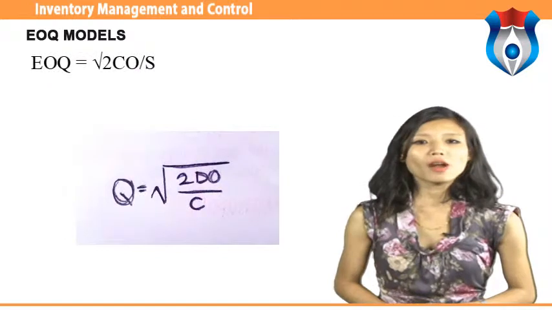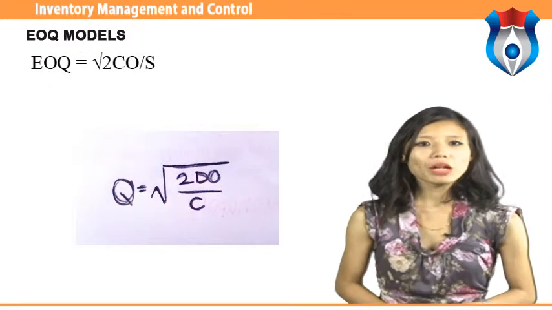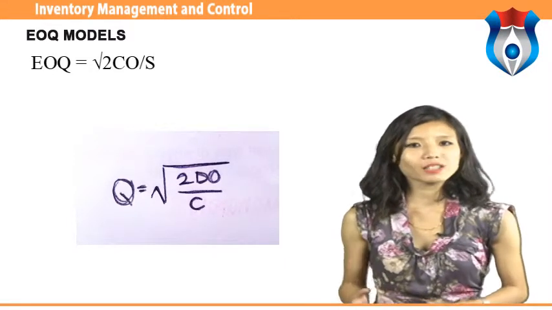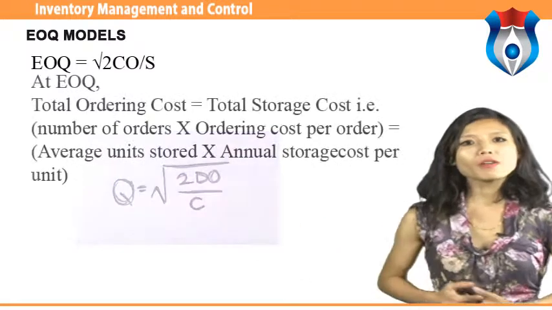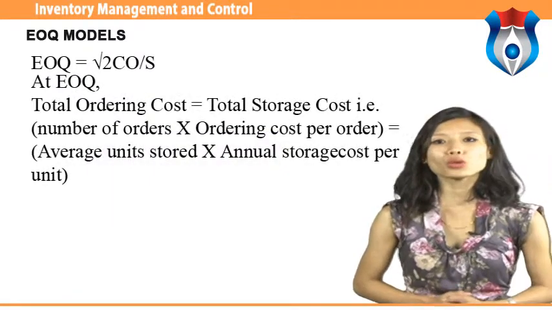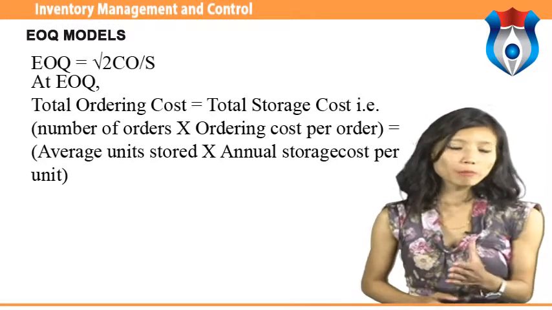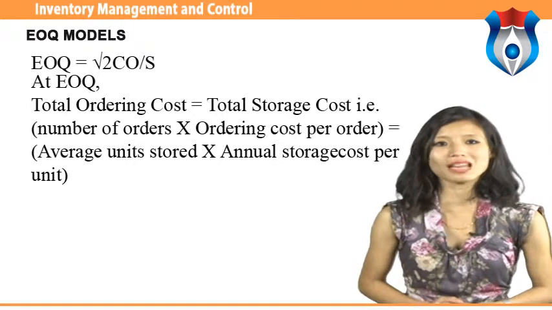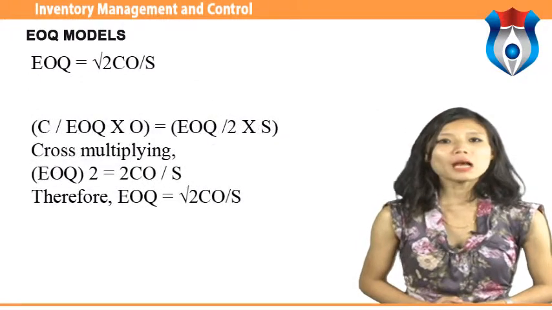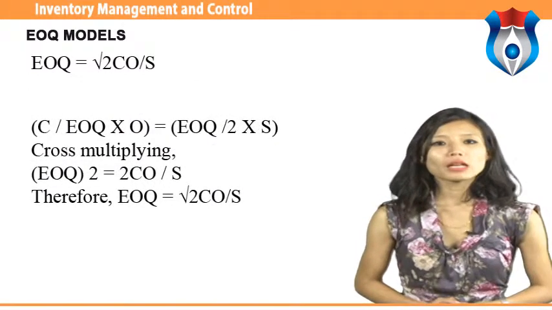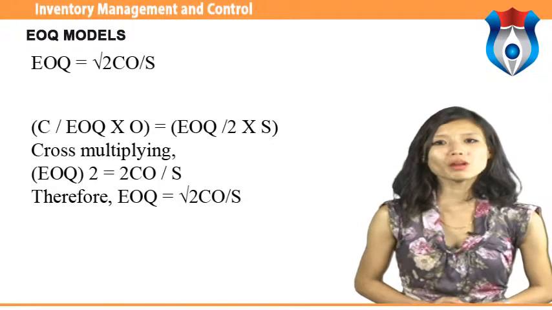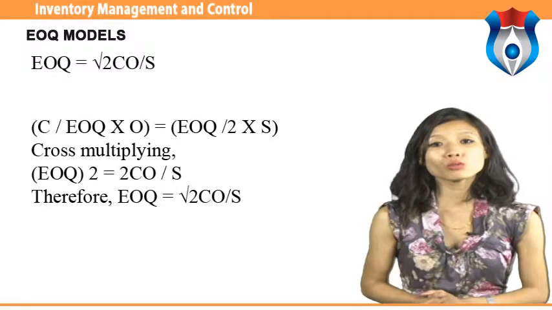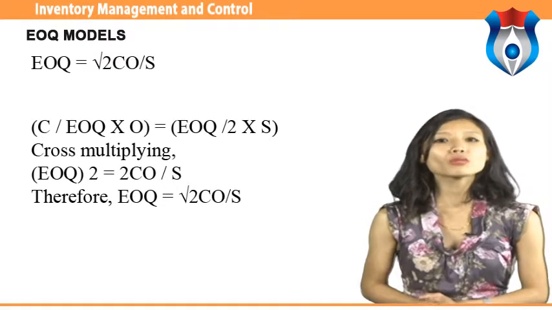The following algebraic formula is used to compute EOQ, where C is equal to annual consumption of the material, O is equal to ordering cost per order, S is equal to annual storage cost per unit. The above formula has been derived as at EOQ, total ordering cost is equal to total storage cost, that is, number of orders × ordering cost per order is equal to average units stored × annual storage cost per unit, C/EOQ × O = EOQ/2 × S. Cross multiplying, we would have EOQ² equal to 2CO/S, therefore EOQ is equal to the square root of 2CO/S.